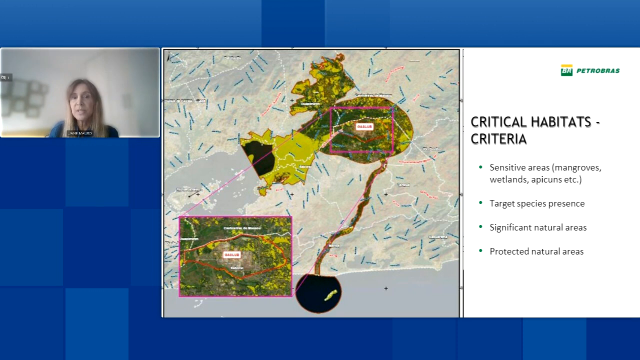After that, we established the critical habitats, which are the yellow parts of this image. So there are many critical habitats, but there are some that are more relevant in terms of area than others. And we consider critical habitats the sensitive areas, the areas with effective target species presence, significant natural areas such as large fragments of forest, for instance, and natural areas that are protected by our legislation.